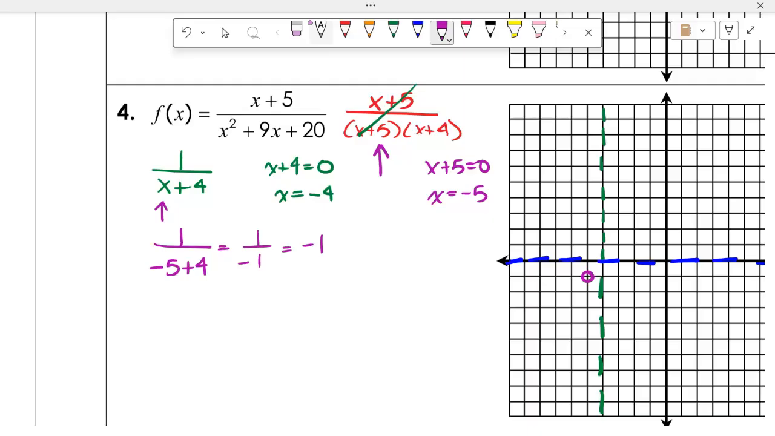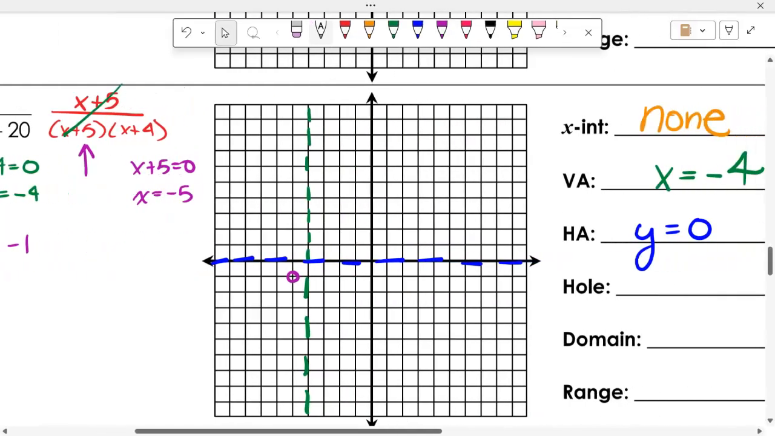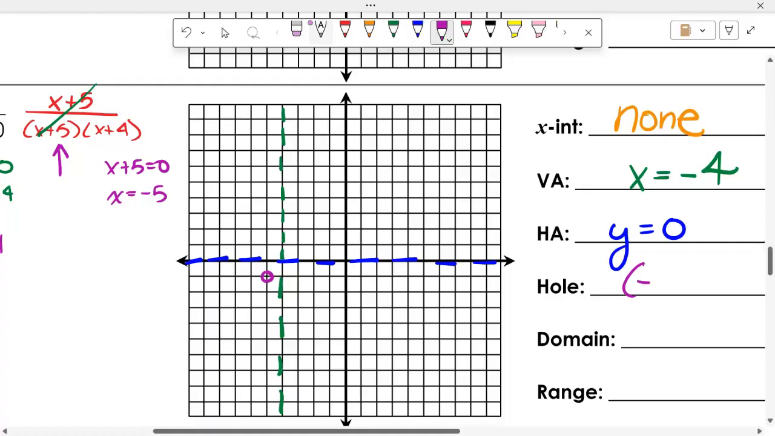So I'm going to go -5, -1, and I'm just going to draw a little circle there. That's a hole. There's no part of my graph that exists there, which tells me most likely I have a branch of this graph over here on this side in this little quarter of my graph. All right, so I'm going to go ahead and put that the hole is at -5, -1.